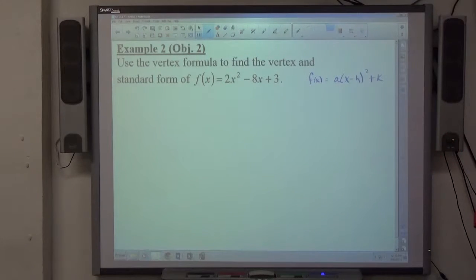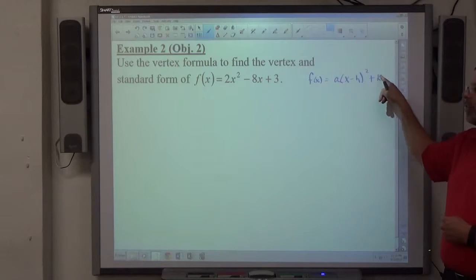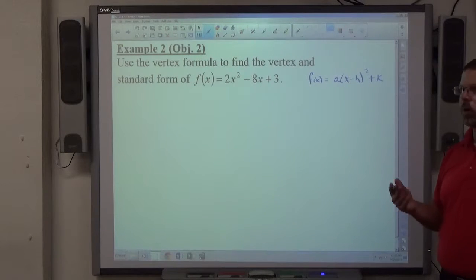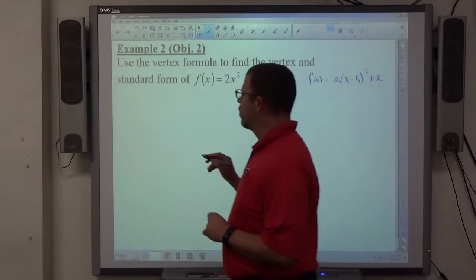Okay, the way the vertex formula works is this. We find out what the vertex is, and we substitute the vertex in for h and k. We find out what a is, we substitute in that, and then we've got our standard form. All right, no completing the square necessary. But the vertex formula goes like this.